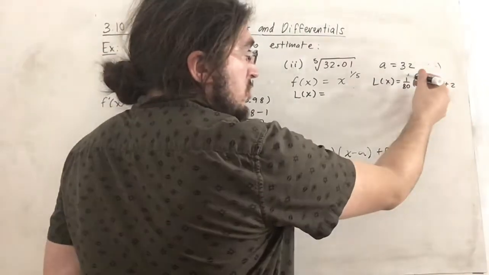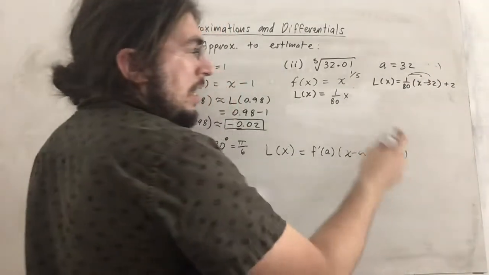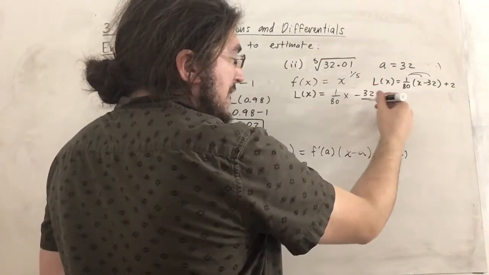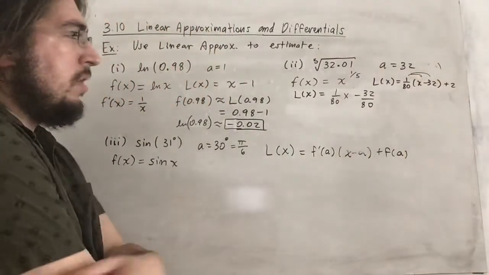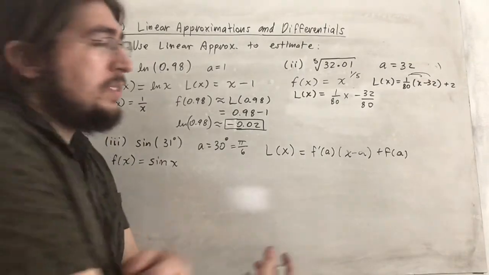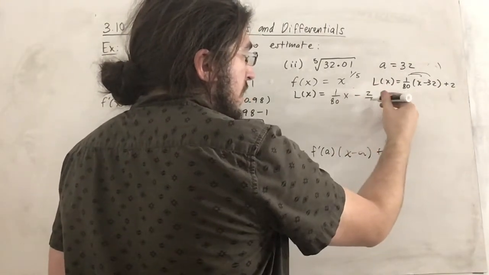And of course, if we distribute 1 over 80, we get 1 over 80x. Then negative 32 over 80 actually reduces. What does it reduce to? Well, you can divide it by 8 top and bottom, you'll get 4 over 10. That reduces to 2 over 5. In fact, really you can just divide by 16, you get 2 over 5.